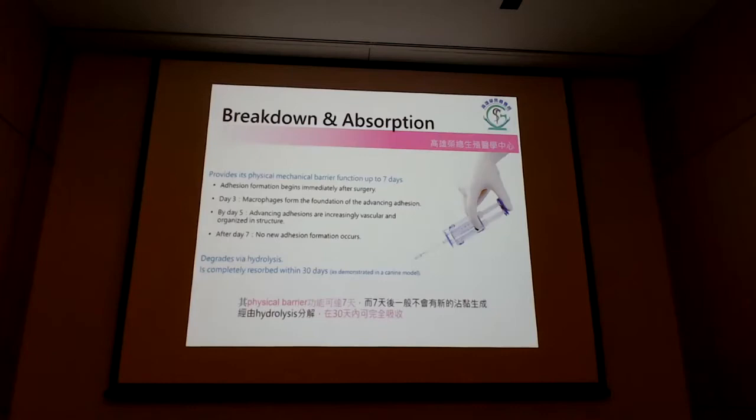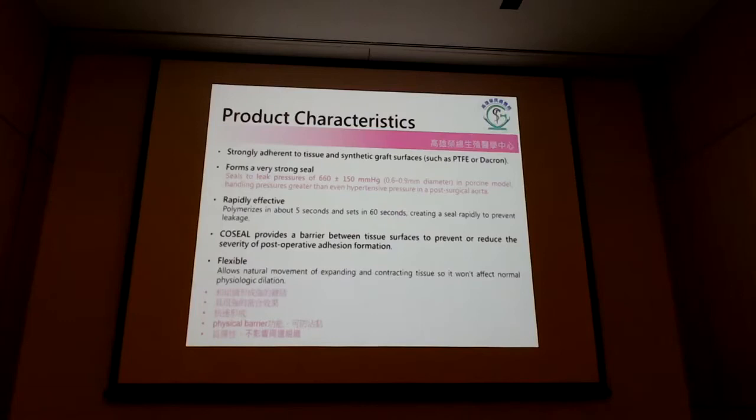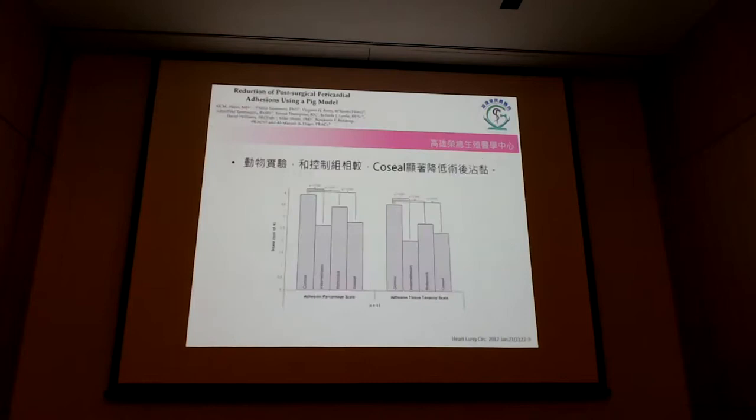The characteristics of Coseal include being strongly adherent to tissue and the synthetic graft surface, forming a very strong seal, rapidly effective, providing a barrier between tissue surfaces to prevent or reduce the severity of postoperative adhesion formation. In a pig model, the figure reveals that the average adhesion percentage scale and adhesive tissue density scale after surgery for the Coseal group was significantly less than the control group.